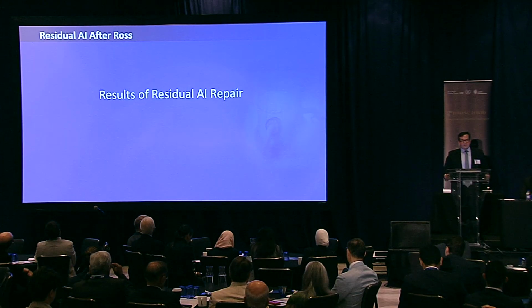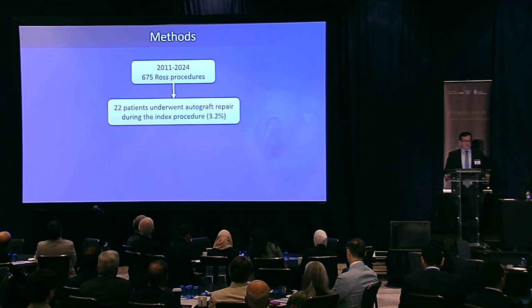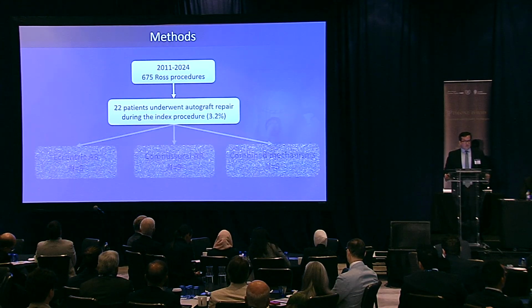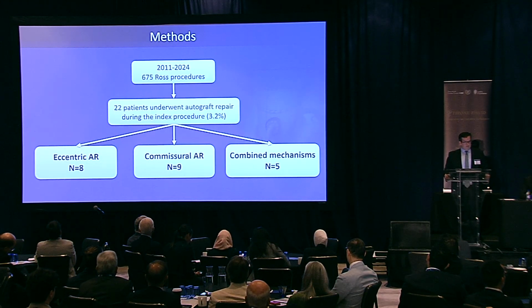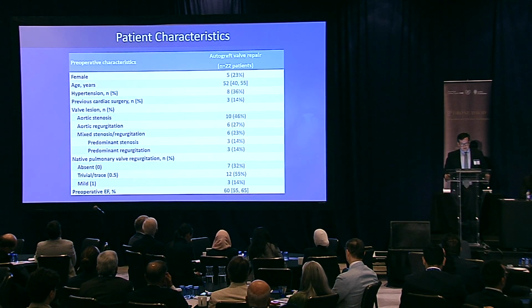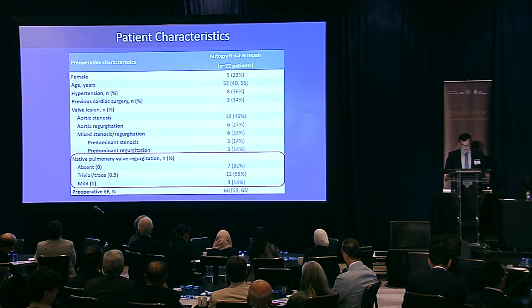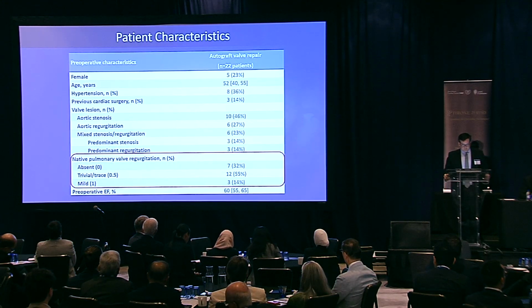And so I want to talk about the results of this as well quickly. So this is Ismail's cohort of patients. We're looking at 675 procedures and 22 patients underwent autograft repair. That's 3.2%. You can see that 8 of them were for eccentric, 9 for commissural, and then 5 were mixed. In terms of this, the mean follow-up is 4 years, ranging from 1 to 12 years, and the follow-up completeness is 100%. You can see that the patients are young, 52, it's primary for aortic stenosis, and the pulmonary valve was functioning well with either trivial, trace, or absent regurgitation on the preoperative echo in the majority of these cases.